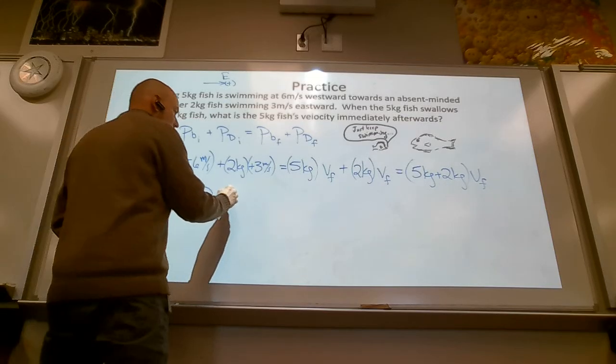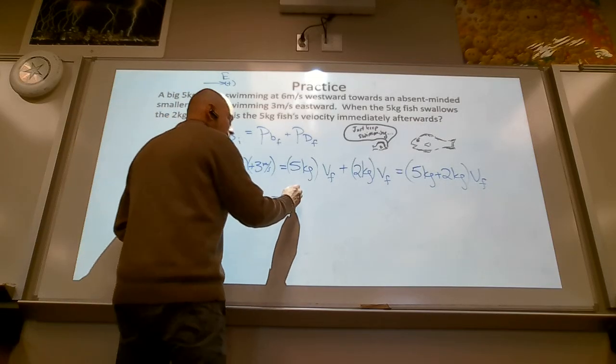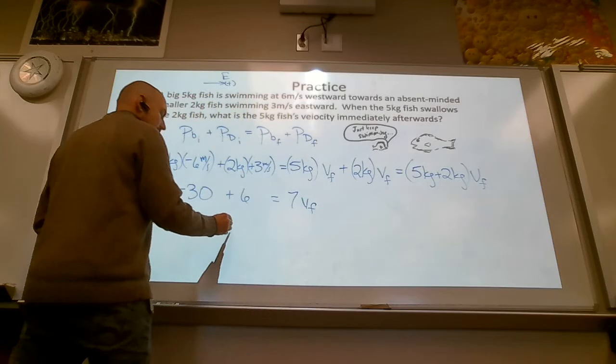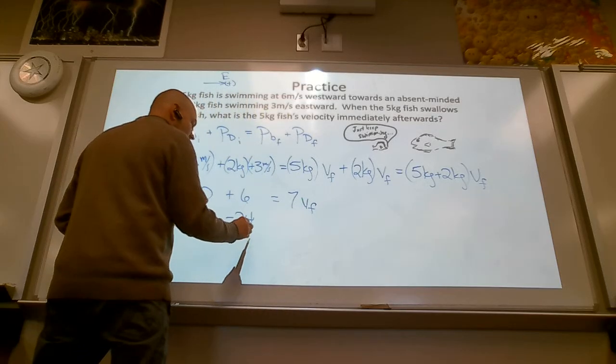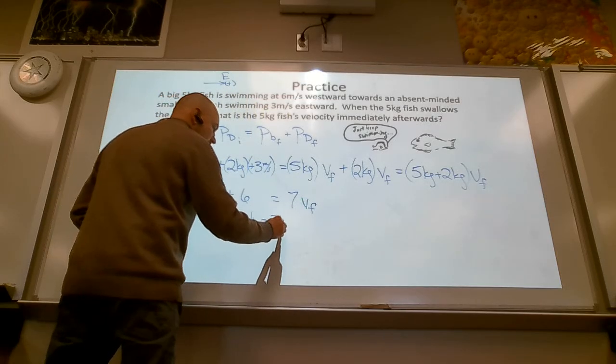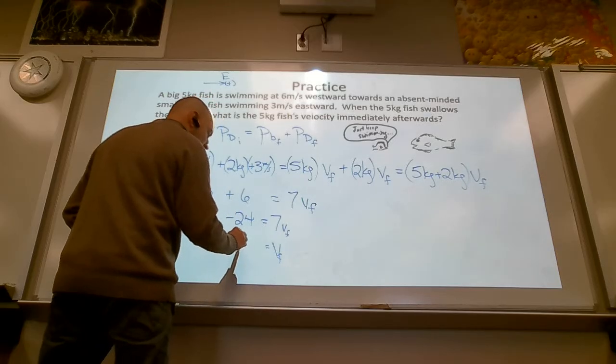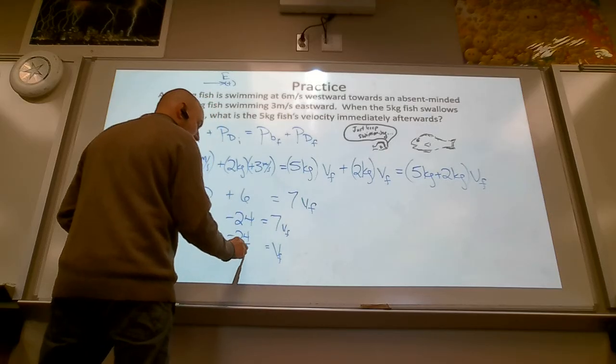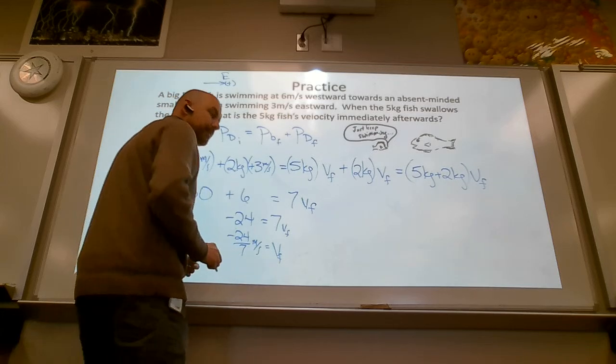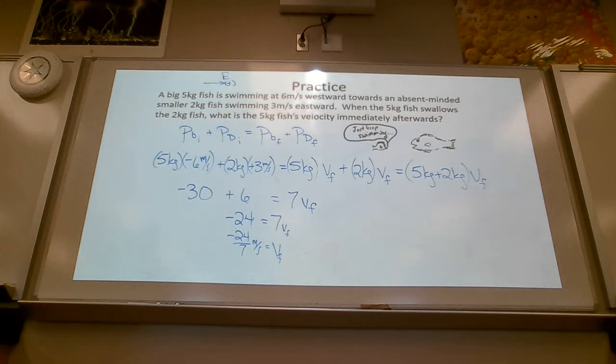You got negative 30 plus 6 is equal to 7 times the final velocity. So you have negative 24 over 7, negative 24 sevenths meter per second. Good with that? 3.43.